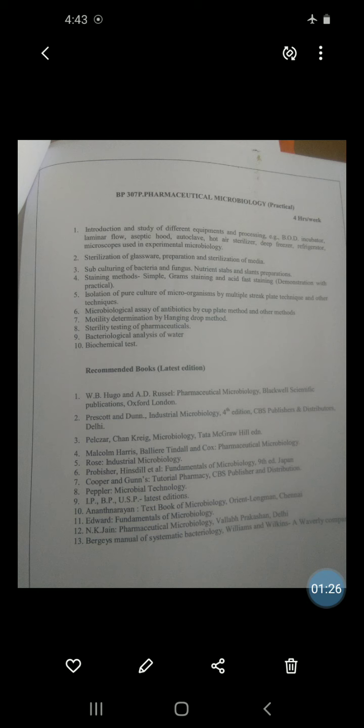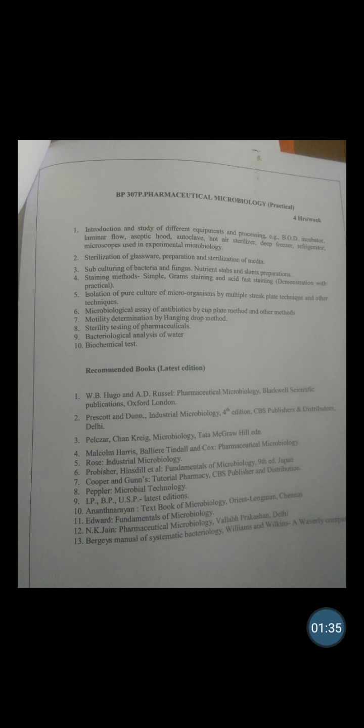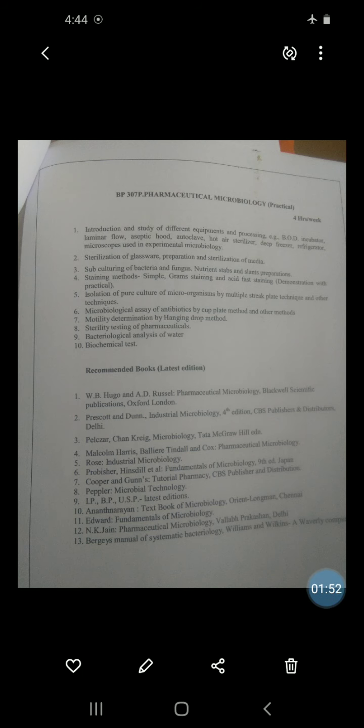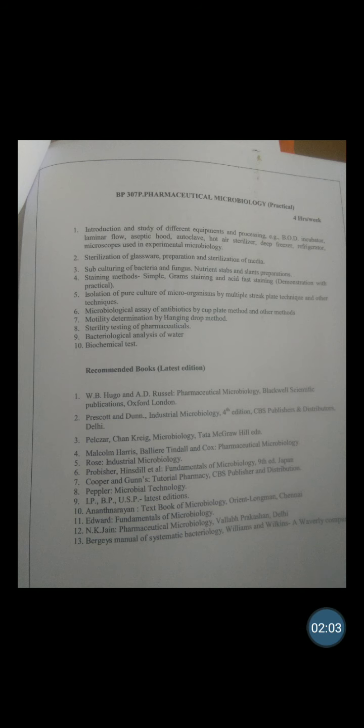So what are the requirements for this practical? Glass slide with depression in the middle, inoculating loop, that is nichrome wire loop, then microscope, burner, paraffin wax, cover slip, fresh culture of motile bacteria, Vaseline, and toothpick. These are the requirements of this practical.